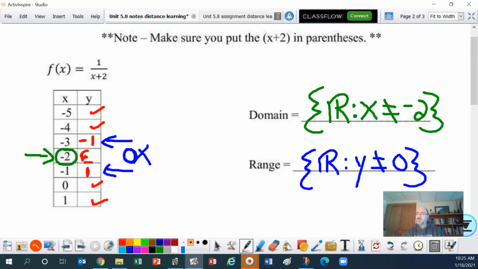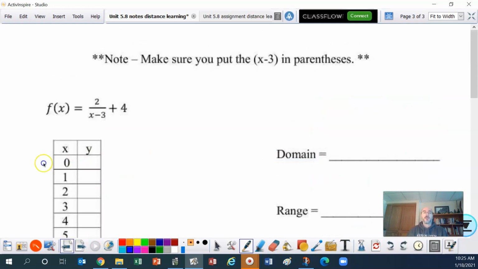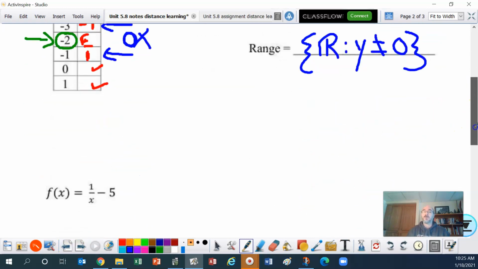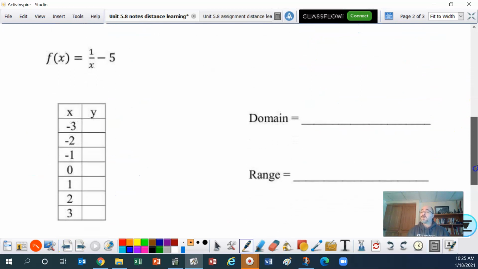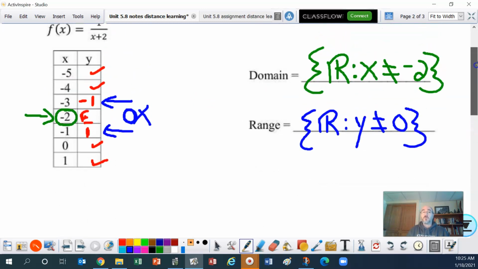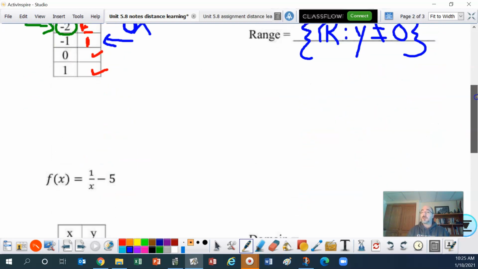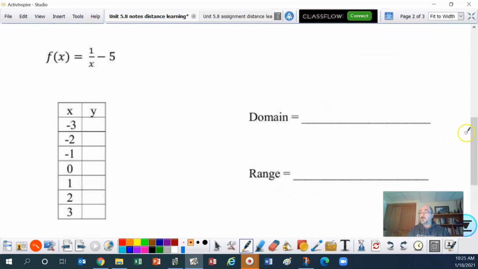All right, think about that. All right, let's go do another one. Oops, I think I need to go scroll down. Yep. All right, now notice this one, we have a -5 that's behind all of that. It's not in the denominator. Like this one, the x plus 2 is in the denominator. This one, the -5 is on the outside.